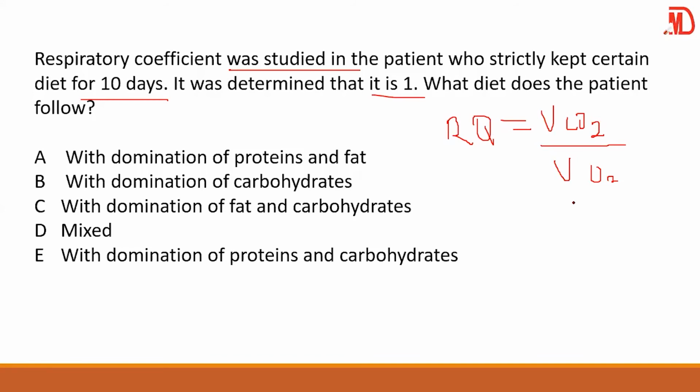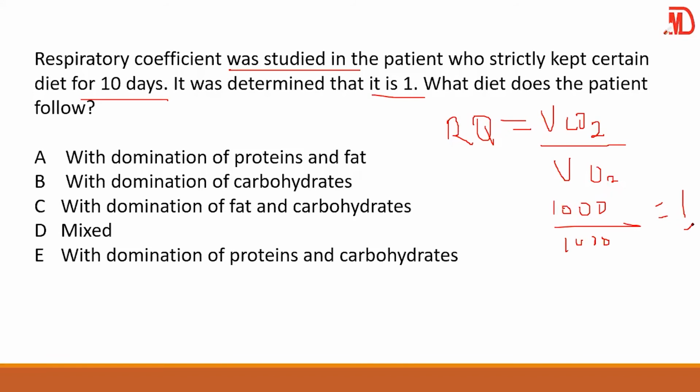So in this particular patient, we have the volume of carbon dioxide and the volume of oxygen, and the ratio is 1. That means we have 1,000 over 1,000, to give us a coefficient of 1.